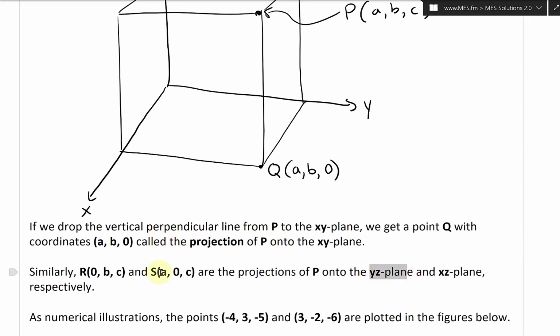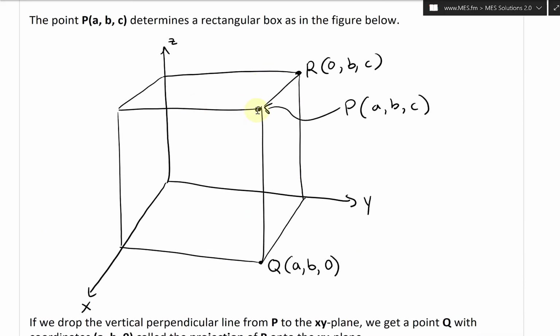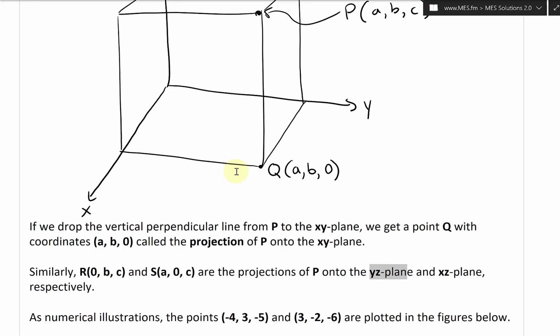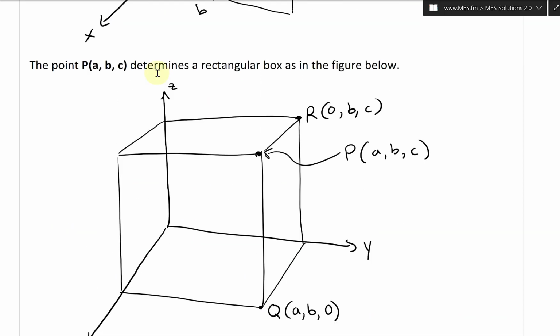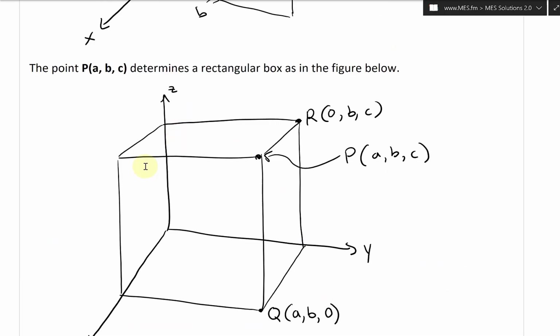And then the next one is our S. We're going to drop the Y coordinate. So we're going to project it all the way onto this XZ plane. So we're going to drop this line, and we're going to go all the way up to here.